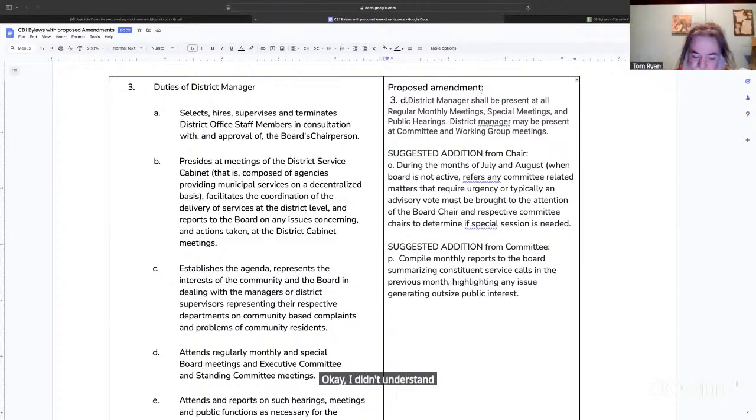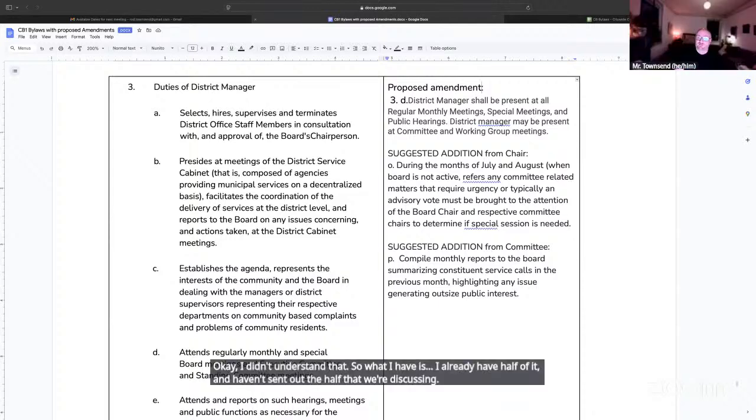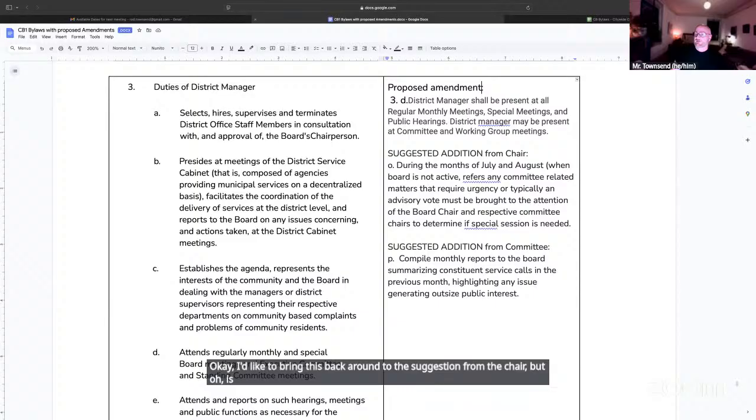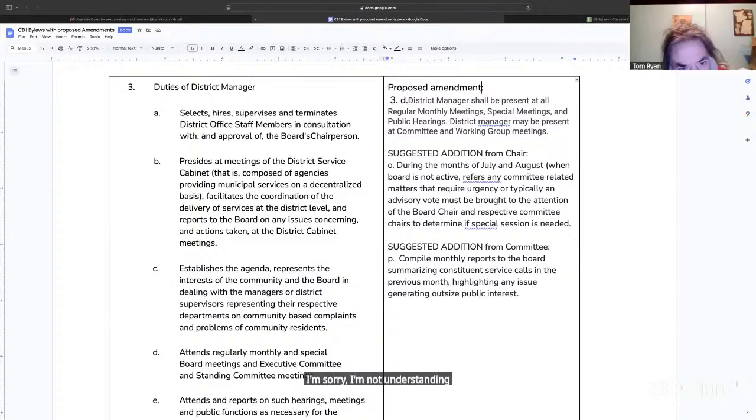I'm making, so what I have is I only have half of it and you haven't sent out the half that we're discussing. Okay, I'd like to bring this back around to the addition from the chair, but O is a discussion on, it seems rather germane to me. I'm sorry, I'm not understanding. So we don't have, you will send it out?